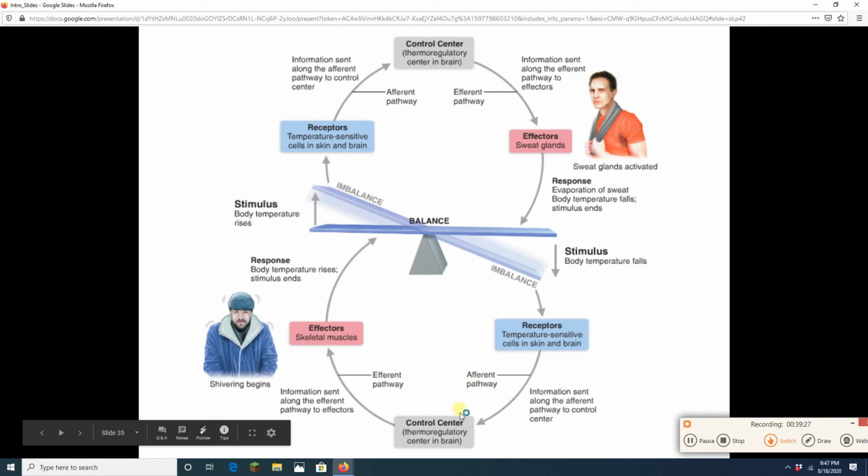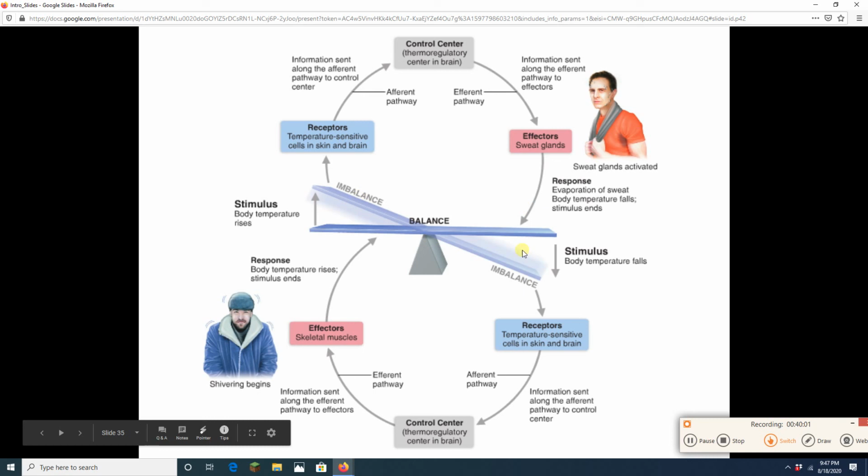And then the control center is going to compare the current situation with the desired and say, hey, it is cold. And the control center is going to send information to the effectors, which in this case are skeletal muscles. They're going to start contracting, shivering, doing thermogenesis, which generates heat. And that pathway between the control center and the effectors is called the efferent pathway.